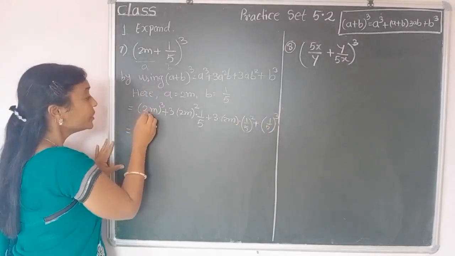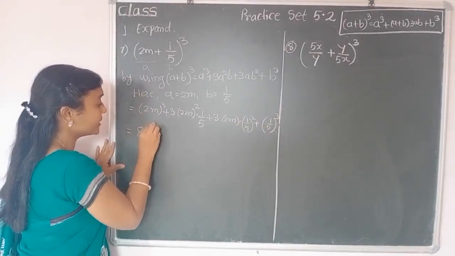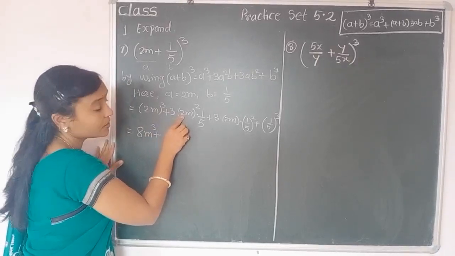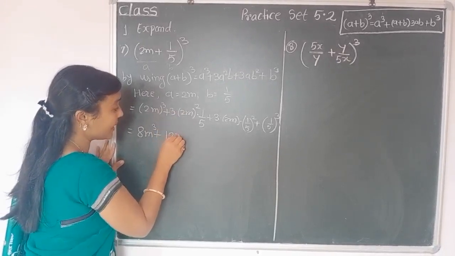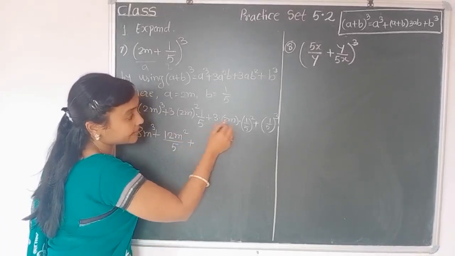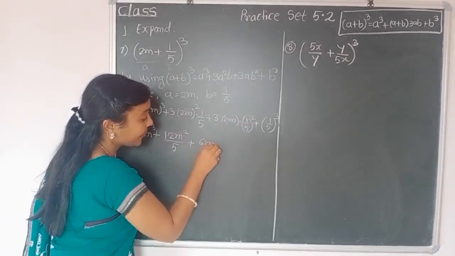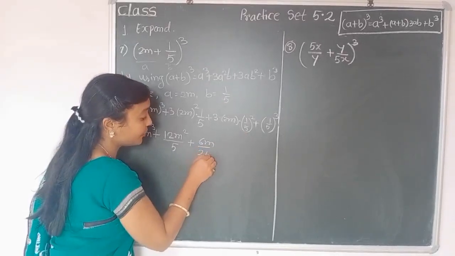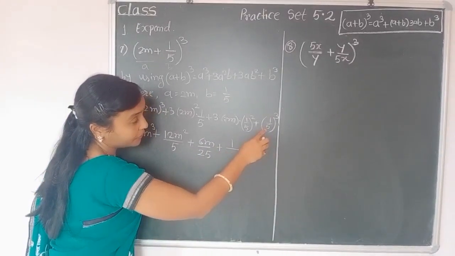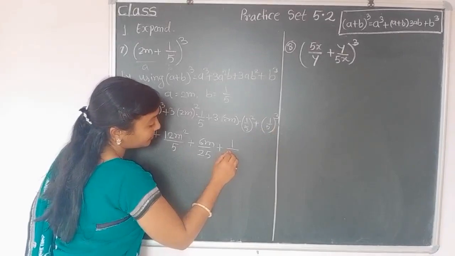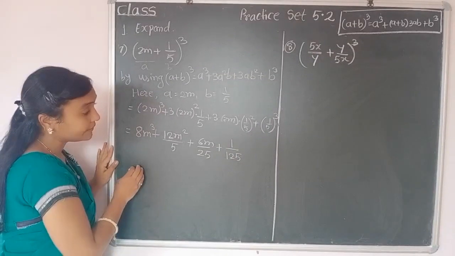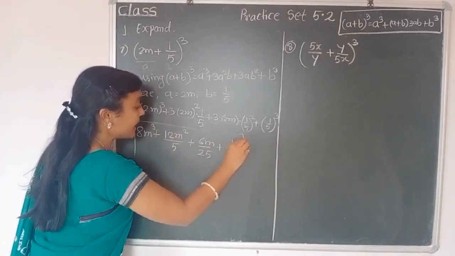Now we solve cubes. 2 cube is 8, m cube is m cube, plus 3 into 2 square is 4, 4 into 3, 12 m square upon 5, plus 3 into 2, 6, 6 into 1, 6 m upon 5 square is 25, plus 1 cube is 1, 5 cube is 5 5 is 25 and 25 5 is 125. Now we do not solve the next step, so this is our answer.